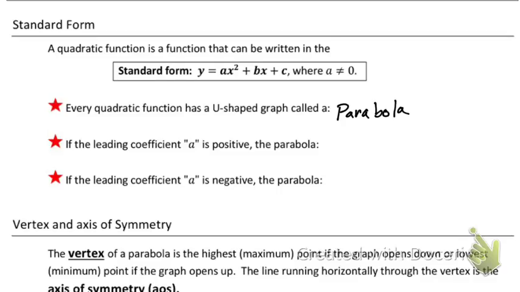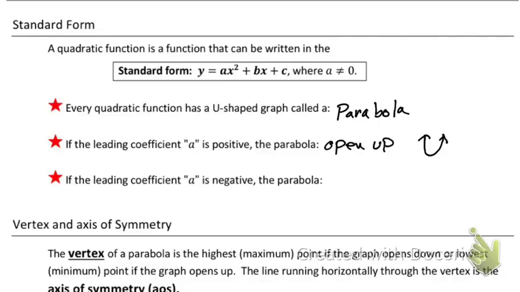It starts off with our A value. If your A value is positive, your graph is going to open up every single time. So if it's positive, it's going to open upwards. So it's going to look like that. So if your A value is positive, you already should know in your head what a general shape of this graph looks like. It looks like our right side up U.